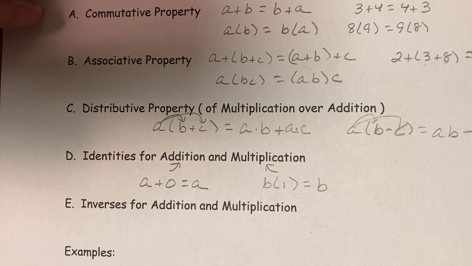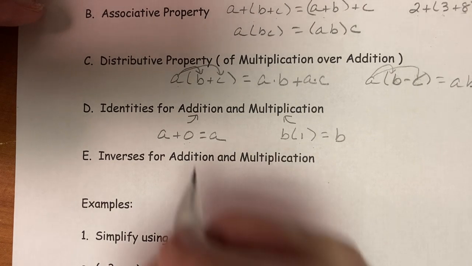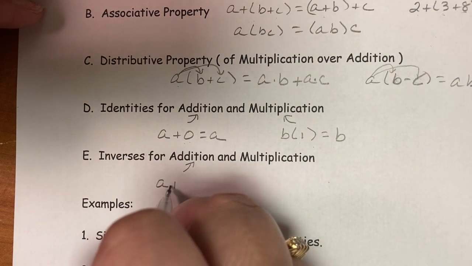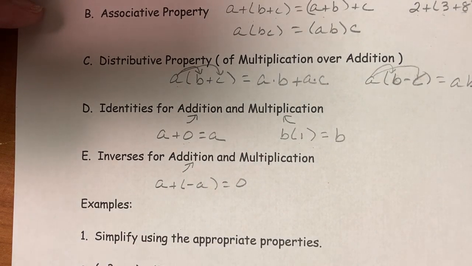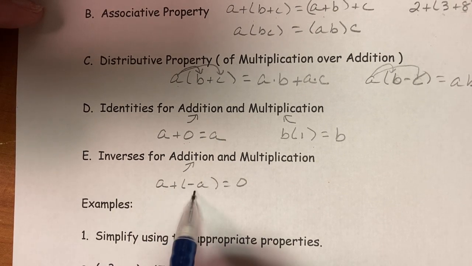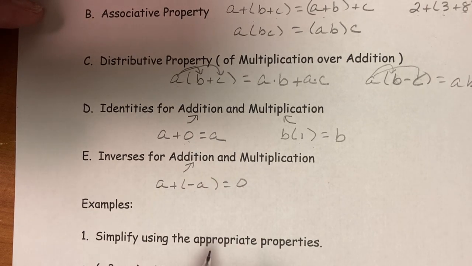And finally, inverses. So we've actually already talked about additive inverse. Remember, additive inverse says if I take A and if I add negative A, I'm going to get 0. Remember, that's the same as opposites. So if I take A and add the opposite, I get 0, which, by the way, is the identity element.